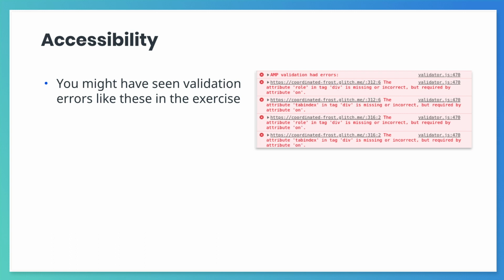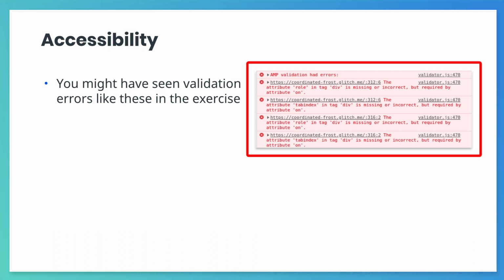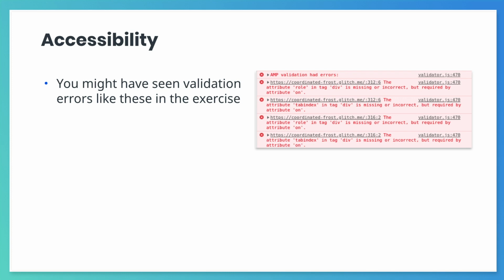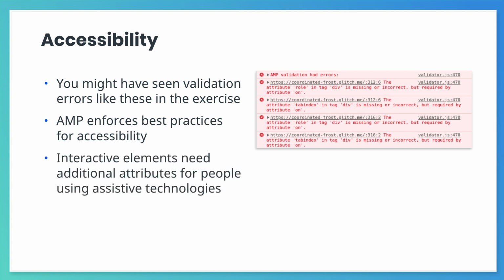Now, did you make sure to check the AMP validator while you were making this menu? If so, you might have seen validation errors like these. Two different errors appear here. These errors are duplicated for each of the clickable elements to which we attached an on attribute. But why? The answer is AMP is actually enforcing best practices for accessibility, which is very important. Interactive elements need additional attributes for people using assistive technologies, like screen readers. AMP is making sure that your pages are accessible to them.